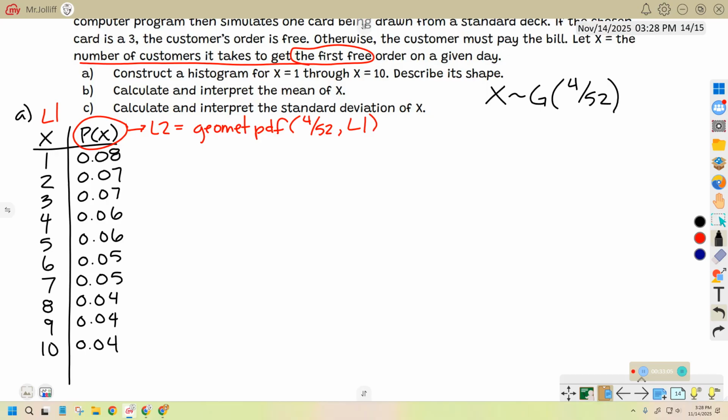Frowny face. So rounded to 2 decimal places, that's what I got. Can I get a thumbs up if anybody else got that? I see a couple of thumbs up popping up around the room. Very good, thank you.